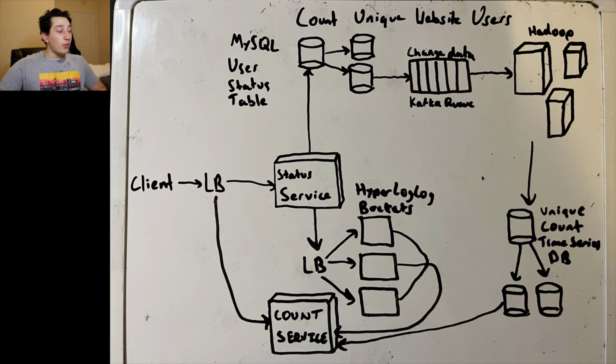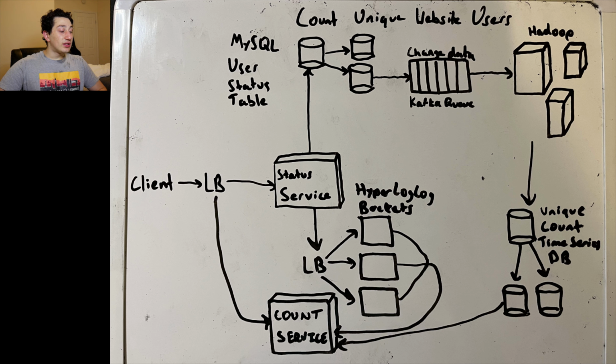In addition to that, we also are taking our change data from the changes going into the status table and streaming it into Hadoop. The reasoning being so that we can efficiently do batch processing later, because we'll have greater data locality to go ahead and find the exact count of the number of unique users.